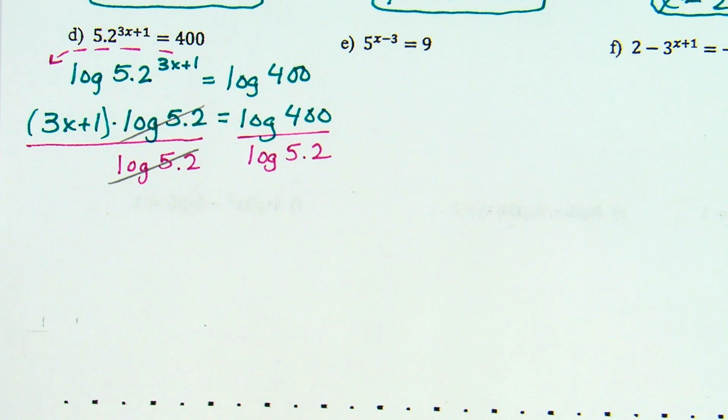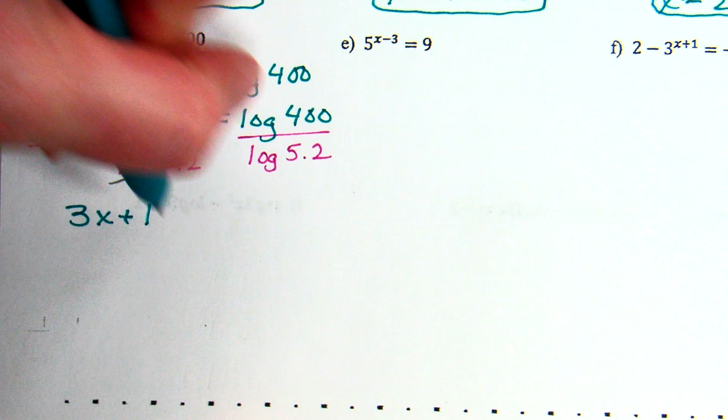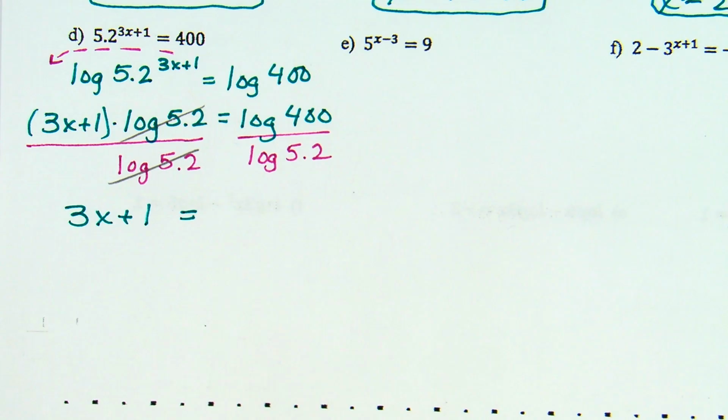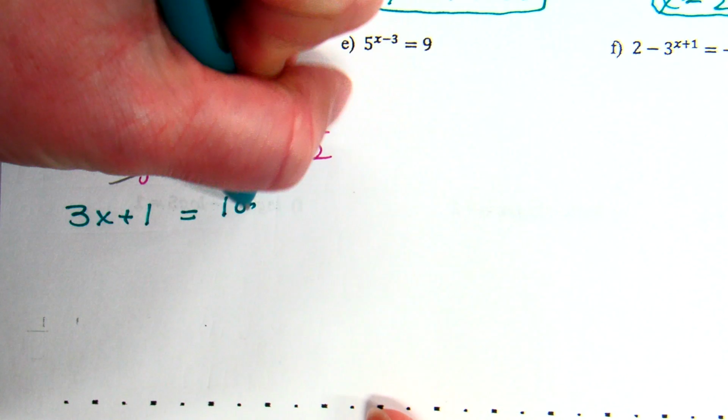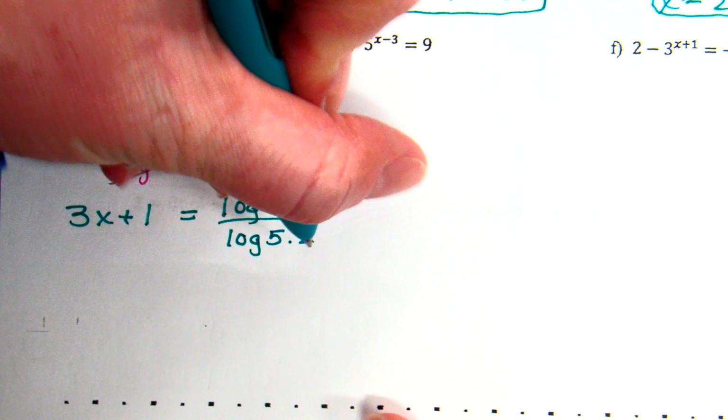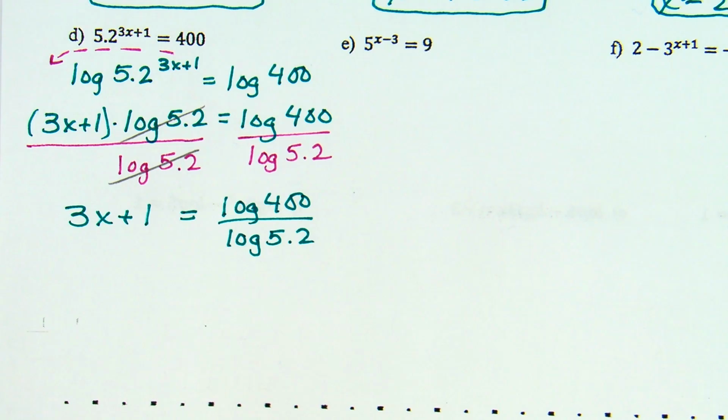Those cancel. So on the left, my remaining equation is 3x plus 1. On the right, log of 400 divided by log of 5.2 is going to be some decimal. You can go ahead and write that decimal down if you want, but make sure you don't clear off your calculator. Or what I tend to do is write down that this is log of 400 divided by log of 5.2, and I'm going to come back and use the calculator at the end. If you want to put it in the calculator and write the decimal down instead, your choice.